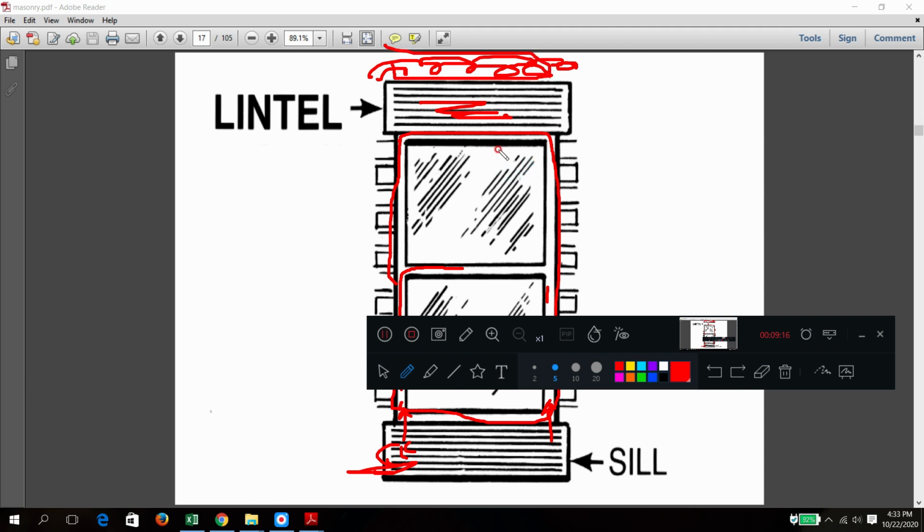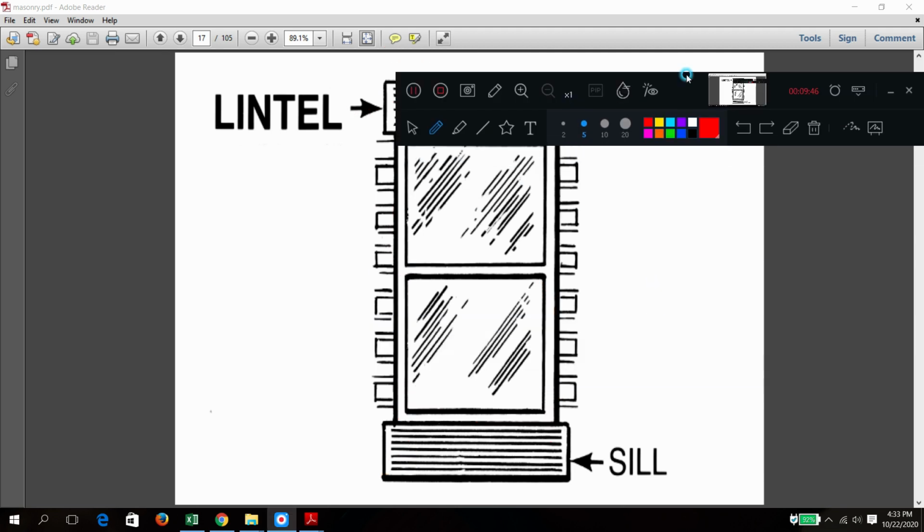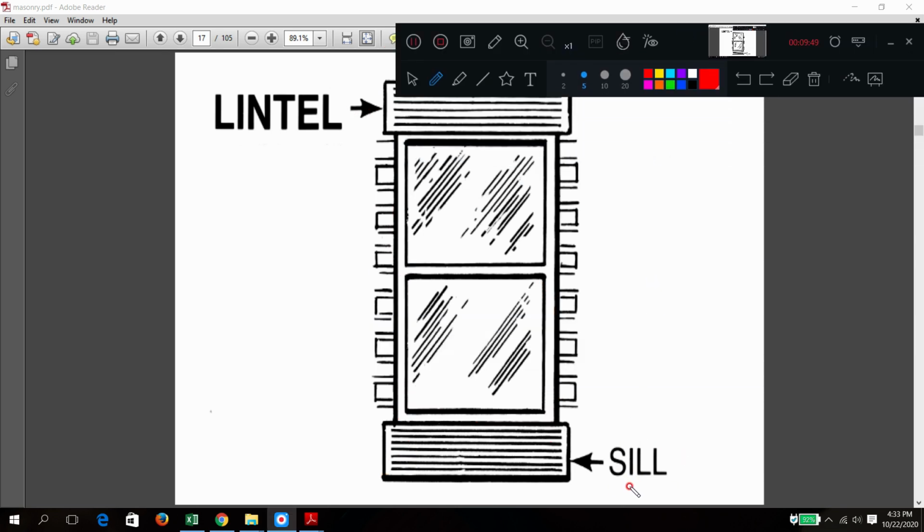If you see your house, above any door some portion of the wall is still there. To support that and to transfer that load to the sides of the doors and windows, we construct lintels. So what does the lintel do? The lintel will transfer the load which is above it to the side walls of the doors and windows. How does the lintel function? How does the sill function? The sill will support the door and window frames. The lintel will support the portion above.